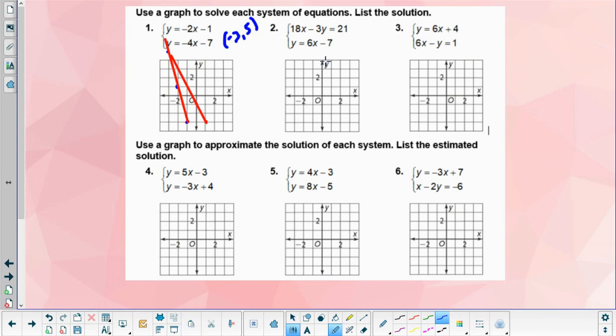All right, for this one here, you have to solve for y in the first one. So you have y equals, the 18x will move over and become negative. And so -18 divided by -3 is 6. And then the 21 divided by -3 gives me -7. Now looking at these, I don't even have to graph it. I could tell they are the exact same line. So this one's going to have infinitely many solutions.